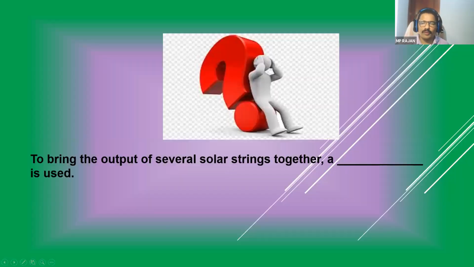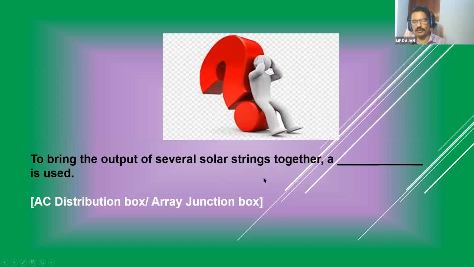Which distribution board is used to join solar strings together? AC distribution board and DC distribution board. The other name for the DC distribution board is AJB.